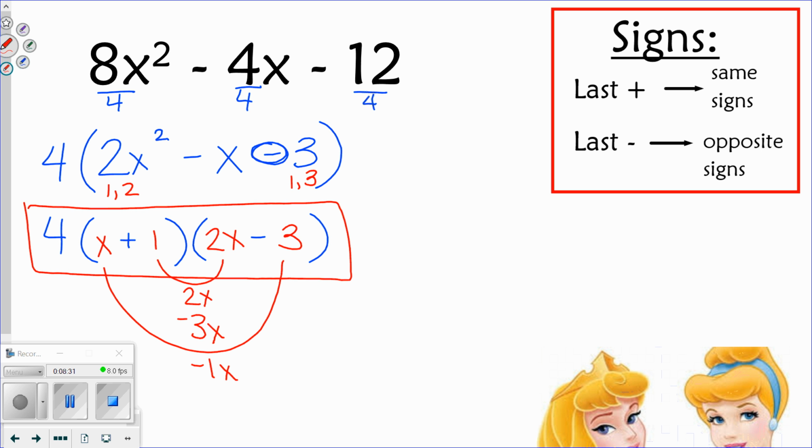The other thing I see students do is they go to check this, and they look at this like it didn't work because they're trying to get this.